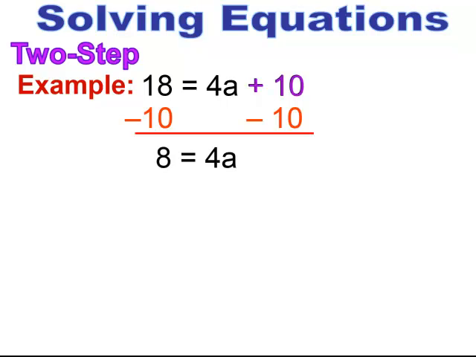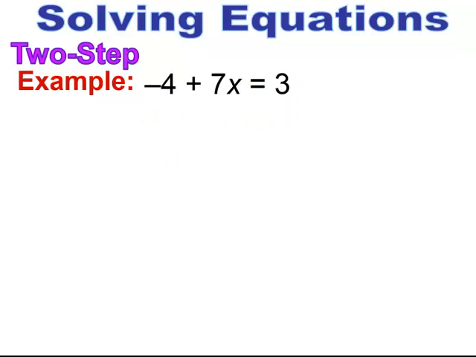So now you have the 4a, you want to get rid of that 4, so you're going to need to divide because it's multiplication and the inverse is division. Whatever you do to one side, you have to do to the other. So be careful here when the variable's on the right-hand side. Just be careful that when you do your division, you're dividing by the number that's attached to the variable, not what it equals. So we end up getting a equals 2.